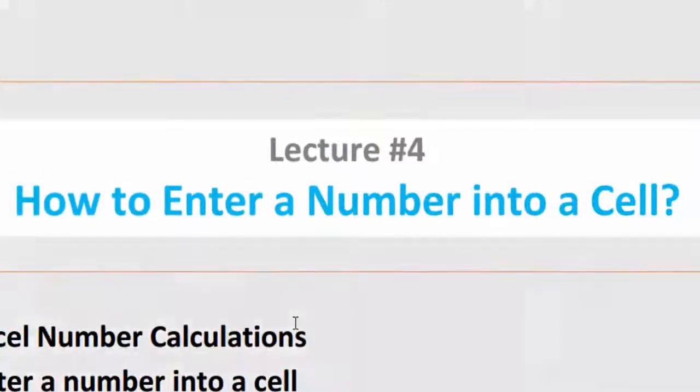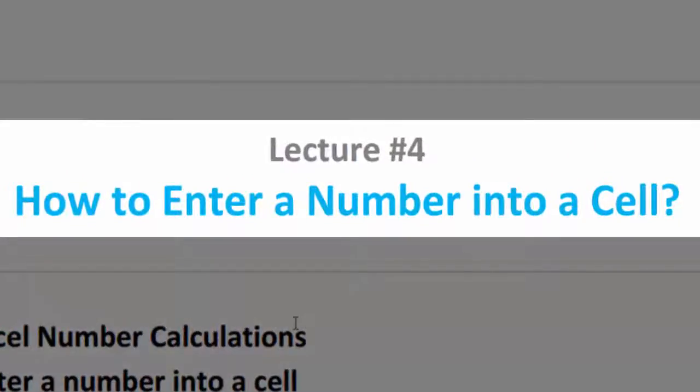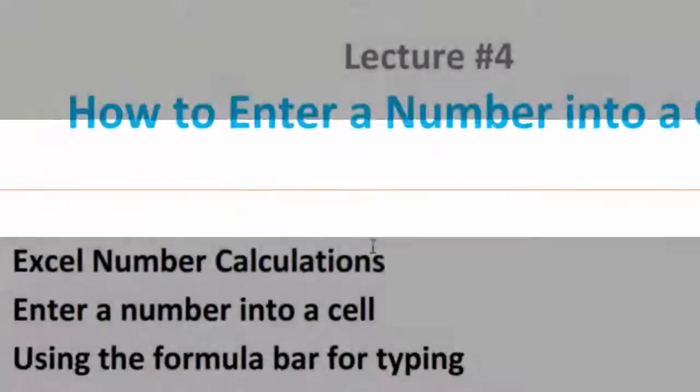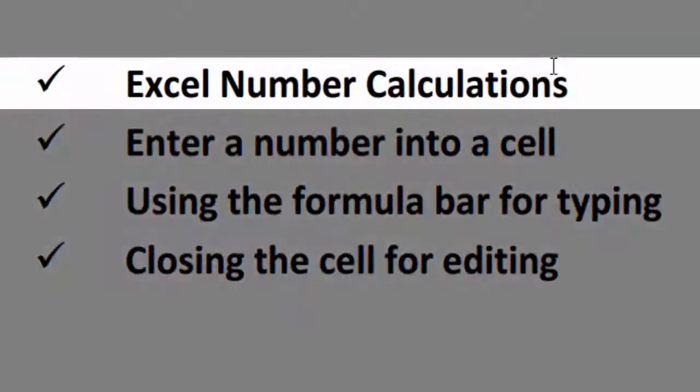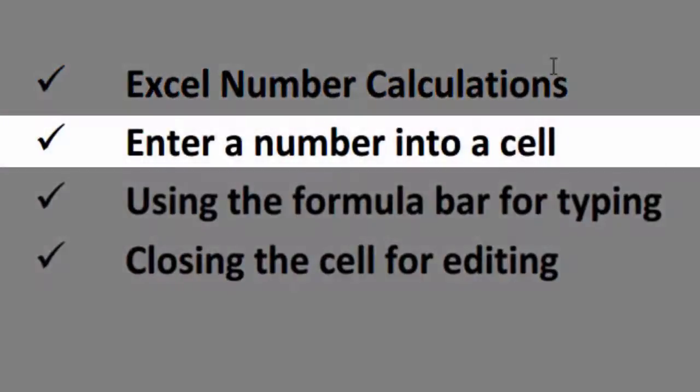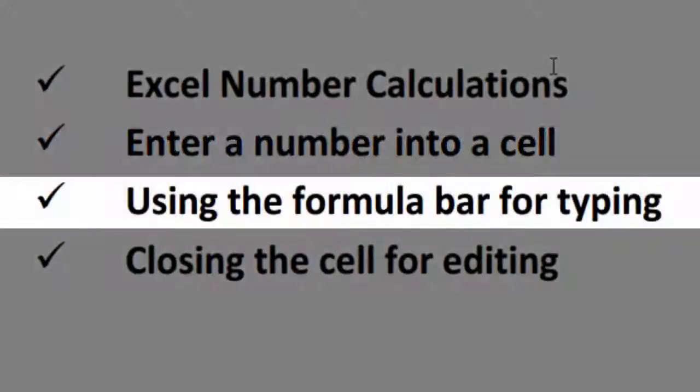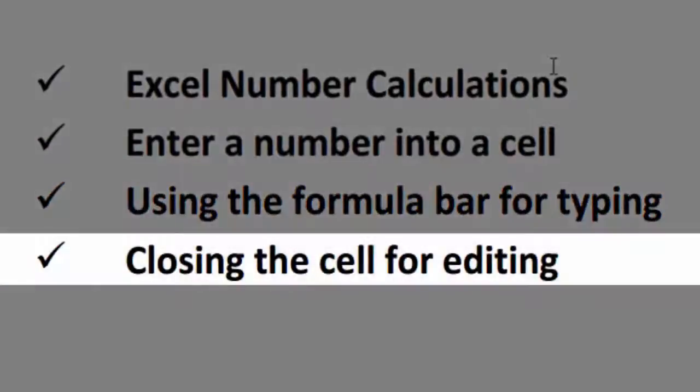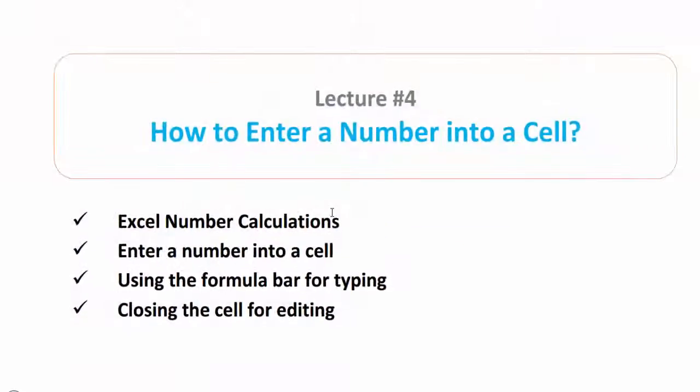Welcome to this lecture, which is how to enter a number into a cell. In this lecture, we'll talk a little bit about what kind of calculations you can perform in Excel. You'll also see how you can enter a number into a cell and how you can use the formula bar to type in a number instead of typing it directly into a cell. And finally, at the end of this lecture, you'll see how you can close a cell for editing.